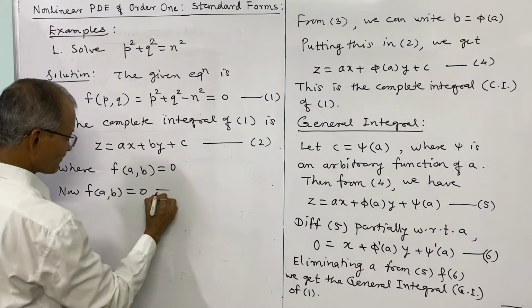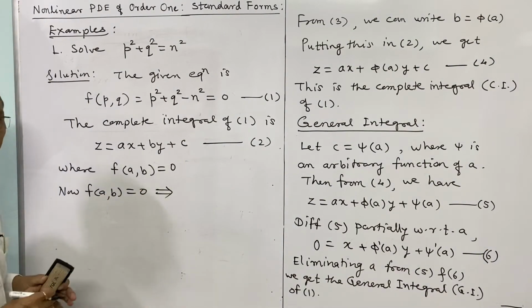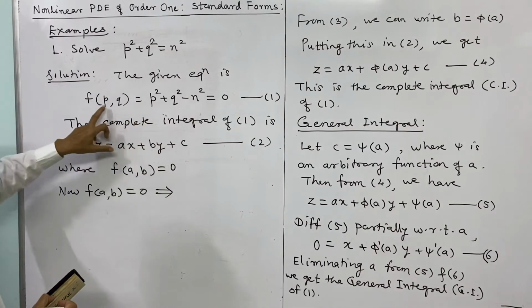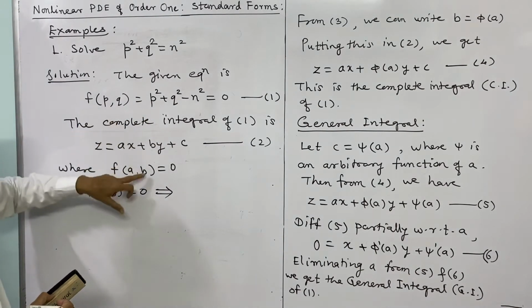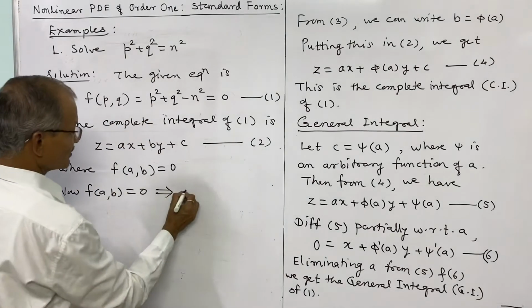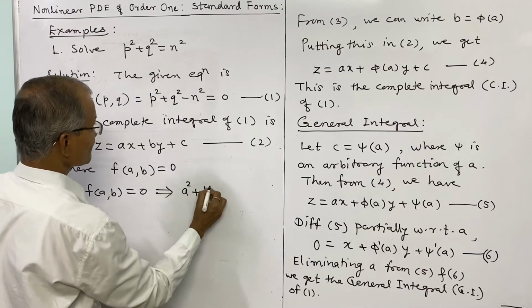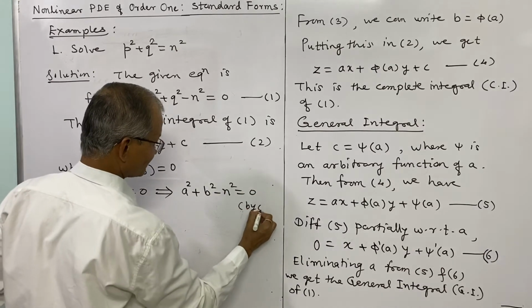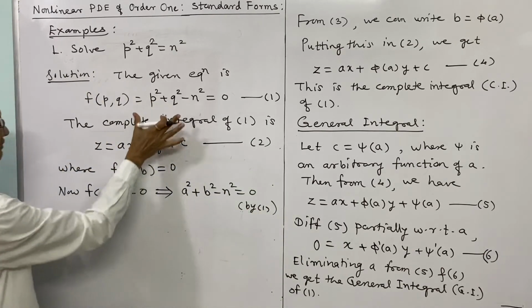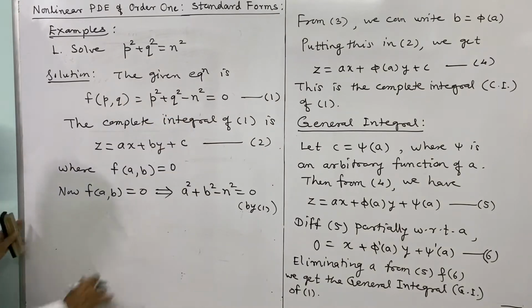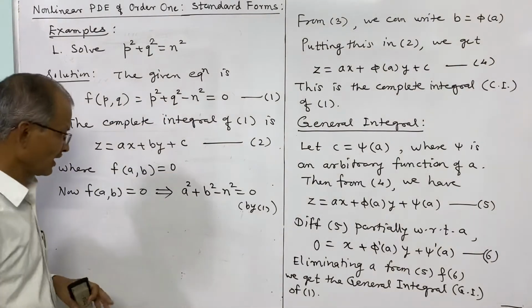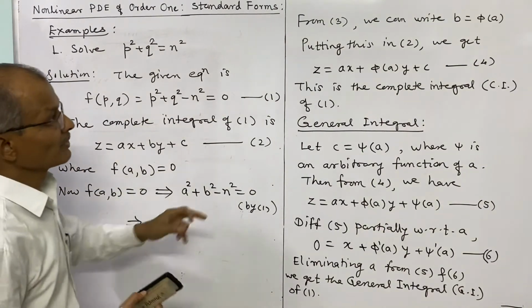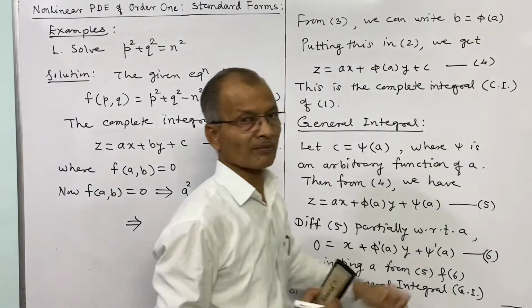This implies, now what will be the function of p and q? It is in terms of this first, and if you replace p and q by a and b, we get a square plus b square minus n square is equal to 0. So this is equation 1. From this we write the equation in terms of a and b in place of p and q, and this implies we have to write the value of b as a function of a from this.